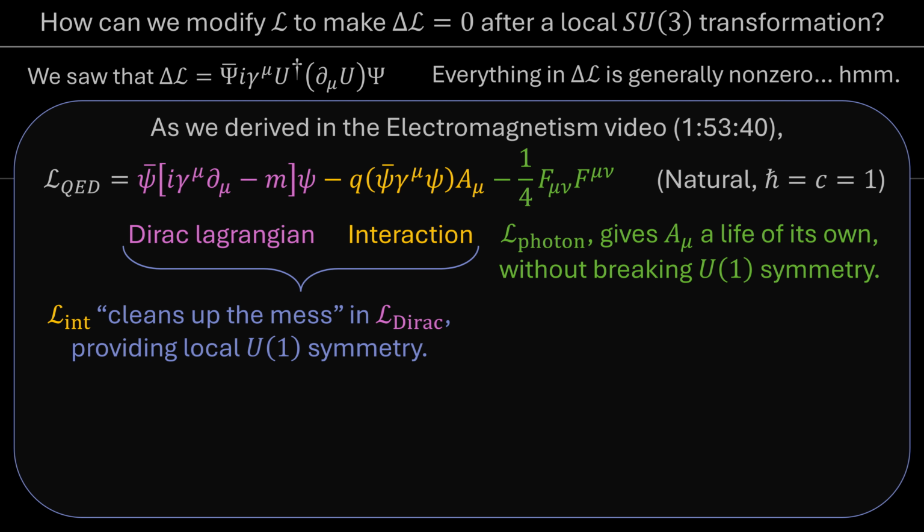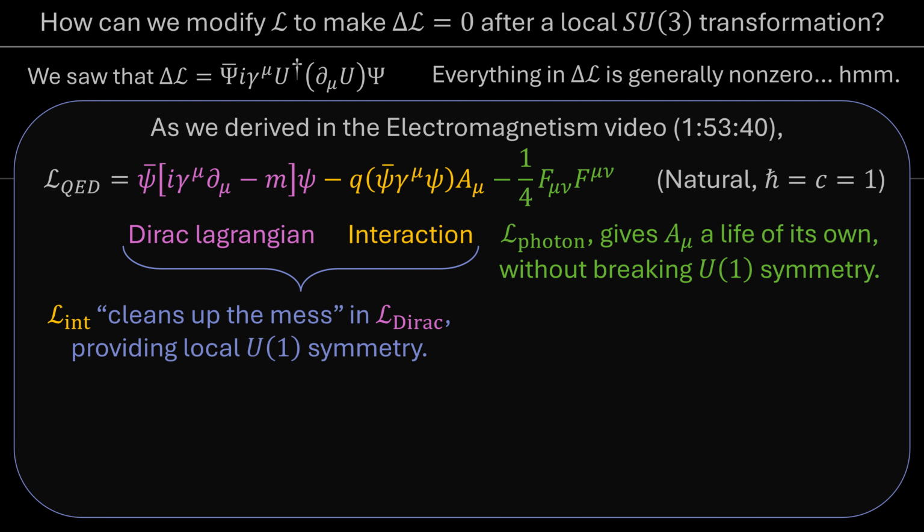But anyway, I want to focus purely on the first 2 terms of the Lagrangian, the Dirac term and the interaction term. Now the thing to recognize about those terms, as I said earlier, is that those together already have local U1 symmetry. And so you can think about the interaction term in the Lagrangian as cleaning up the mess that would otherwise be present in the Dirac term of the Lagrangian under a local U1 transformation.